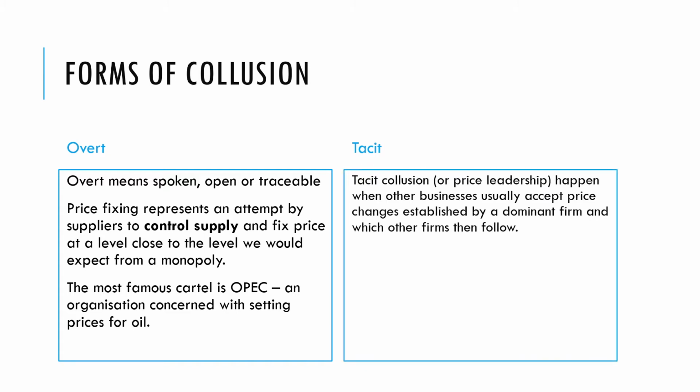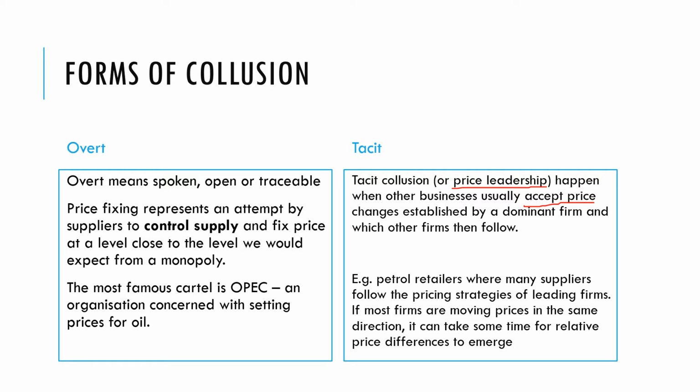Tacit collusion, sometimes known as price leadership, happens when other businesses usually accept price changes established by a dominant firm and which others then follow. So I know that one business here is the price leader, and so I follow their price, I accept their price, I don't try and compete. So really I'm kind of agreeing with them. I'm not really trying to compete. I'm tacitly, implicitly working with you, the other firm.